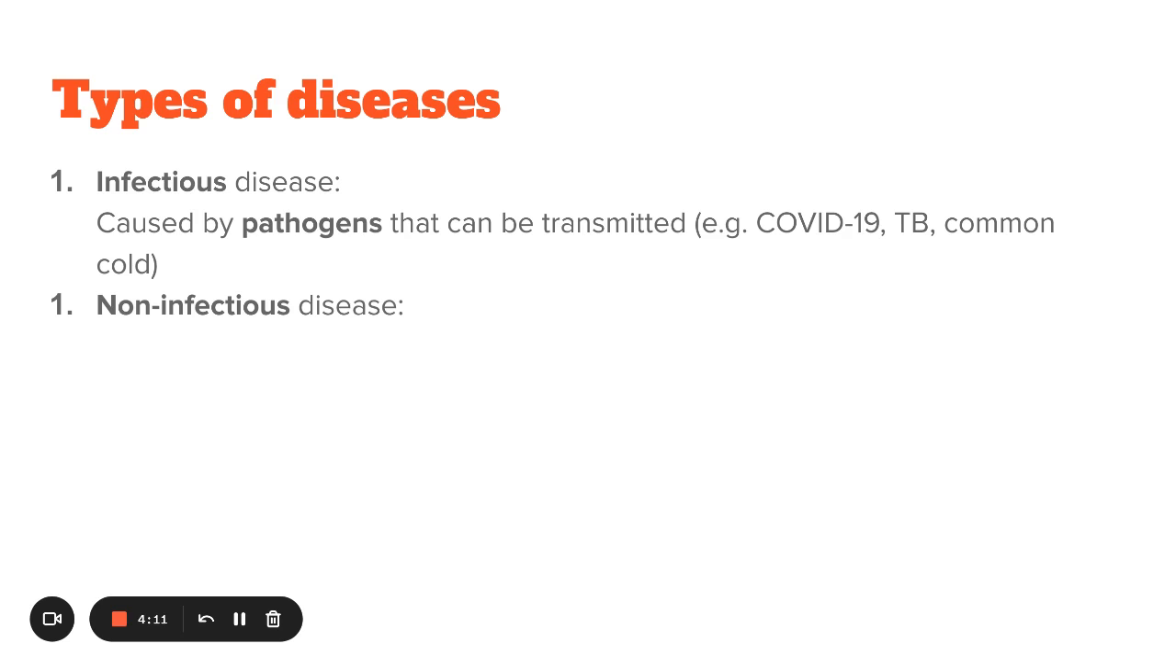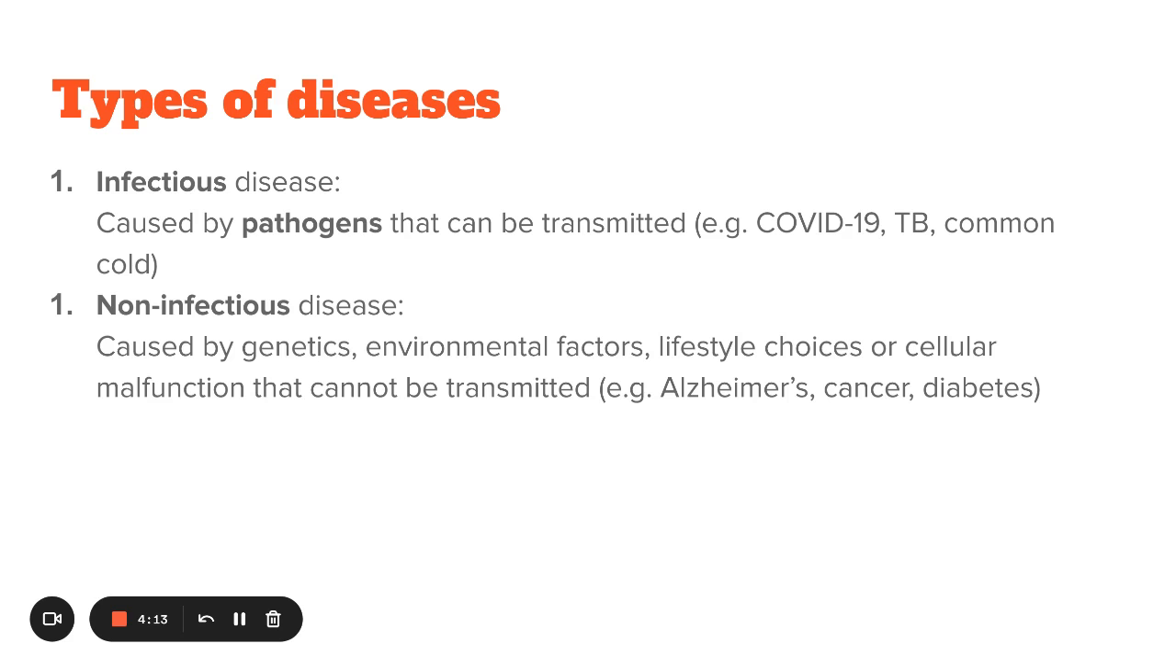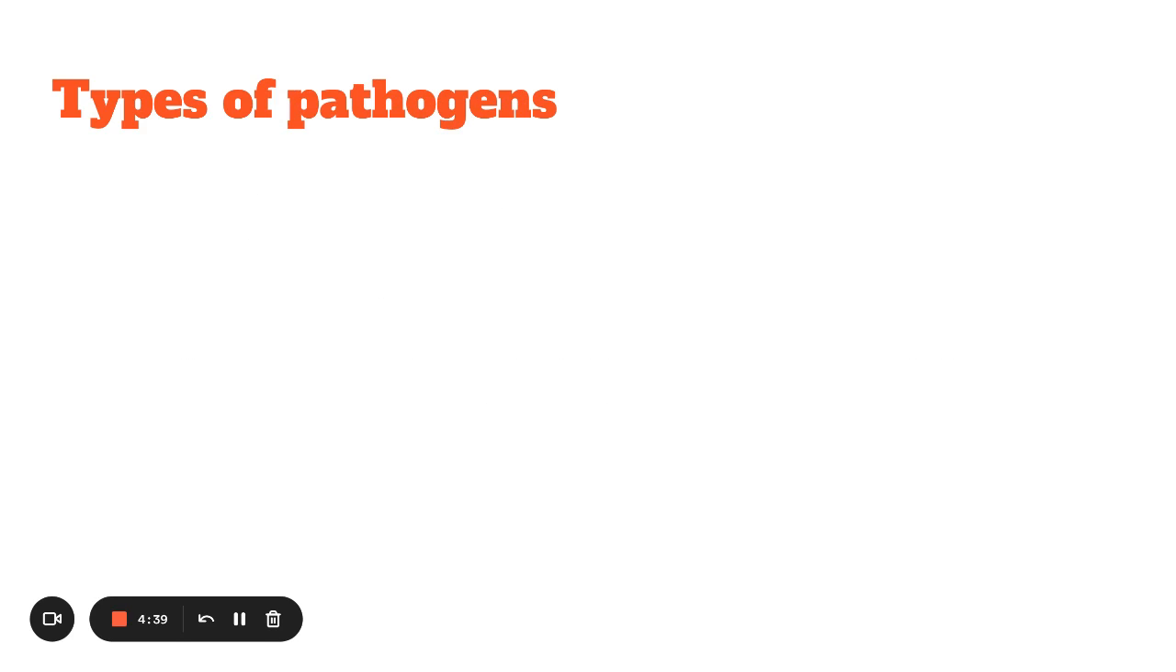Number 2 is non-infectious disease, which is caused by genetics, factors, or choices, for example lifestyle choices like alcohol or smoking, or any cellular malfunction, and it cannot be transmitted from one person to another. For example, different types of cancers, diabetes, and Alzheimer's. So these cannot be transmitted from one person to another, hence the word non-infectious or non-communicable disease.